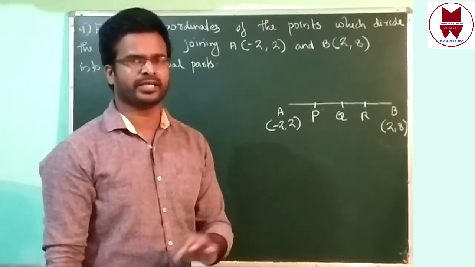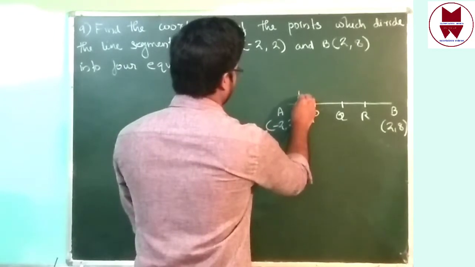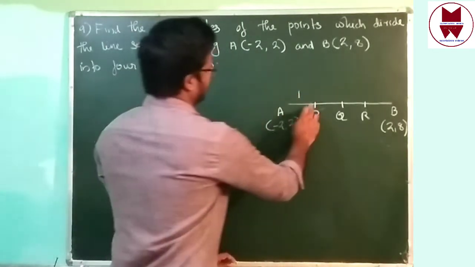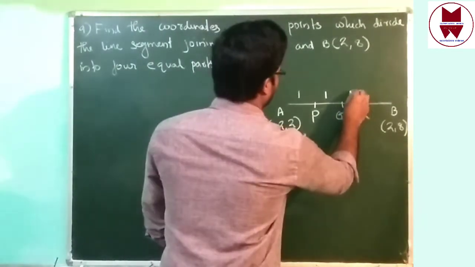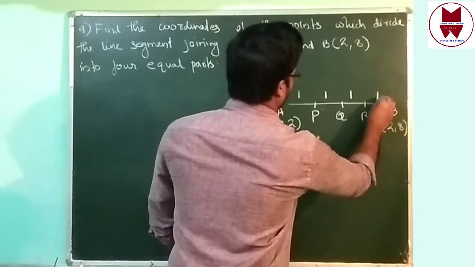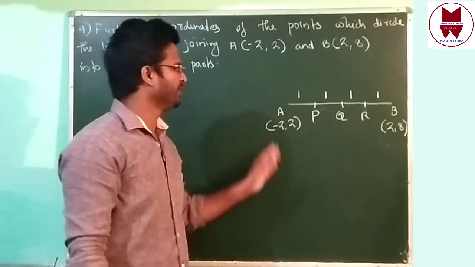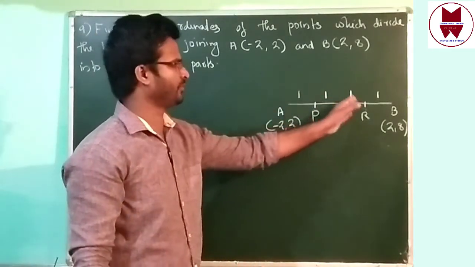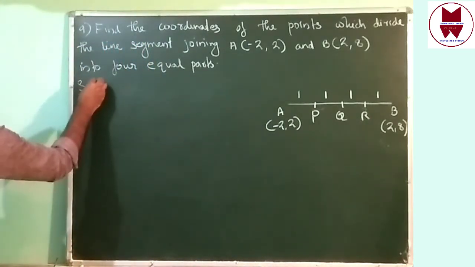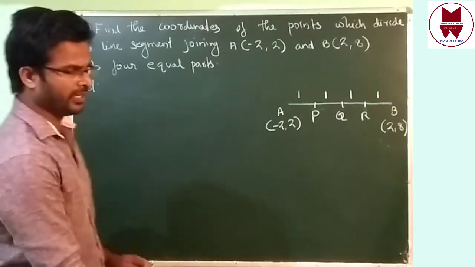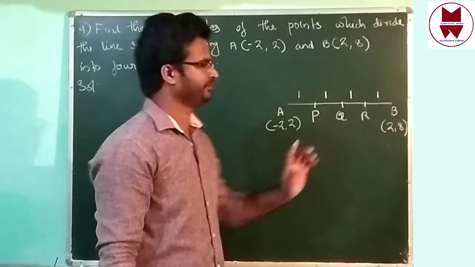Then 4 equal parts means what is the ratio? Ratio means A to P, if you take 1, P to Q, that time also 1 only, isn't it? Then Q to R also 1. Then R to B 1. Then only that will be equal, isn't it? I just took the ratio as 1, 1, 1, 1, like that. Then our question, we have to find out the coordinates of P, Q and R.